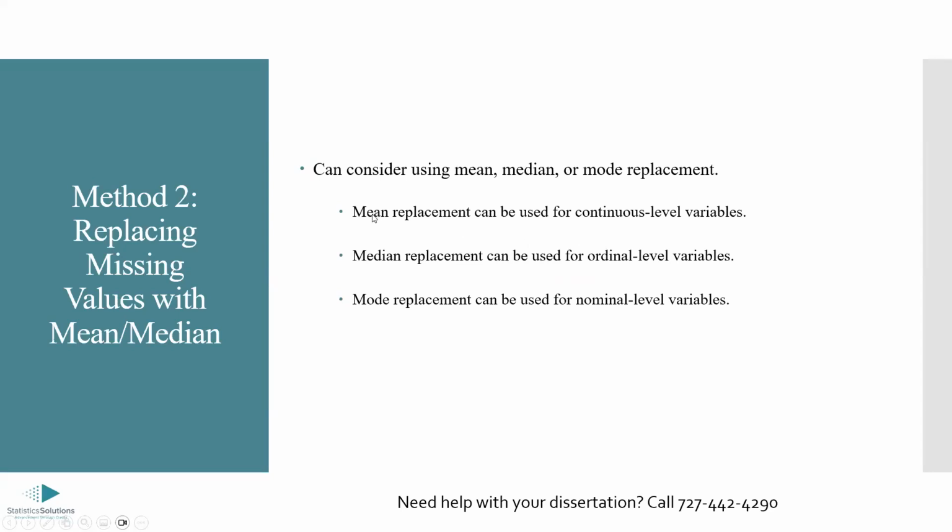Okay, so you can use mean or average replacement for continuous data. You can use median replacement for ordinal level data, like single Likert scale questions, strongly agree to strongly disagree. And if you have a categorical construct or a categorical factor, then you can replace with the mode. The mode is the most frequent category in your data set, so you replace with the most frequent category.